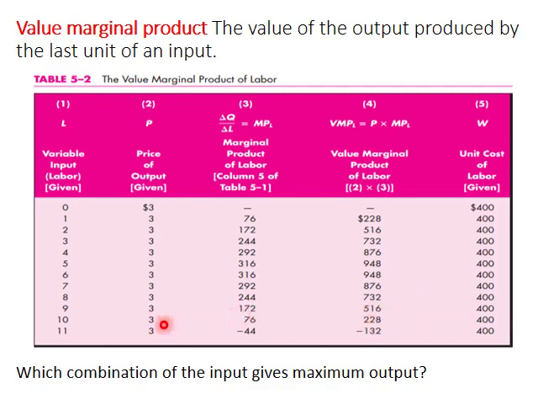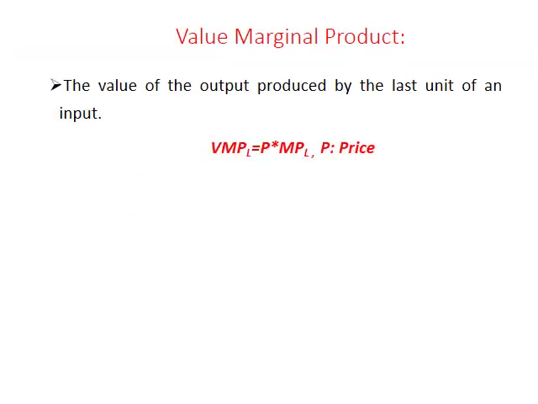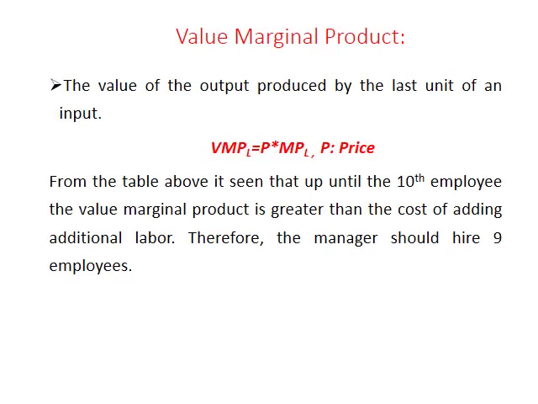So adding the 10th labor incurs loss. By adding the 10th labor, we incur loss, because the value that's obtained from the 10th labor is less than the cost incurred due to the 10th labor. So we have to stop here. We have to stop at the 9th labor. This is what we have discussed before.